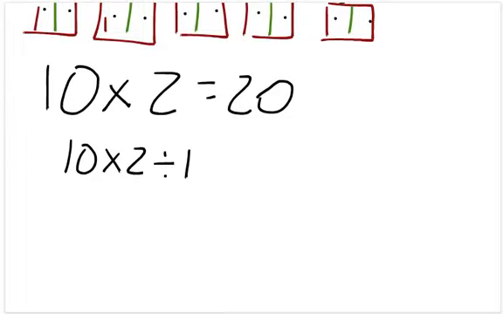So again, it's what I have. Sorry, I'll erase that. It's going to be what I have times the number of groups here, because that's how many groups it's going to tell me that I have. That's going to give me my total.